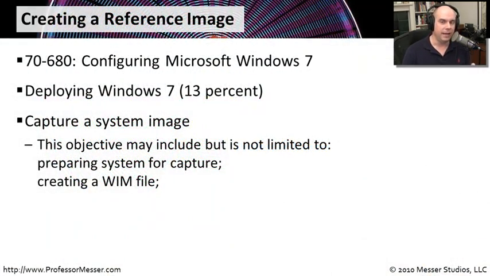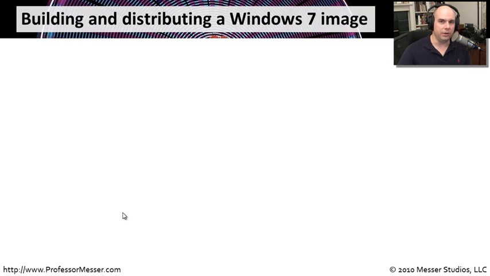our environment. This comes from the Windows 70680 Configuring Microsoft Windows 7 Certification Exam Requirements, where we need to capture a system image. And we're going to prepare a system for capture, and in our next video, we're actually going to create that WIM file. This will be a very, very useful thing to know, especially if you're going to be deploying a lot of Windows systems. Over the next few videos, we're going to really go through the entire process of creating and deploying one of these images. And there's a lot of steps involved.